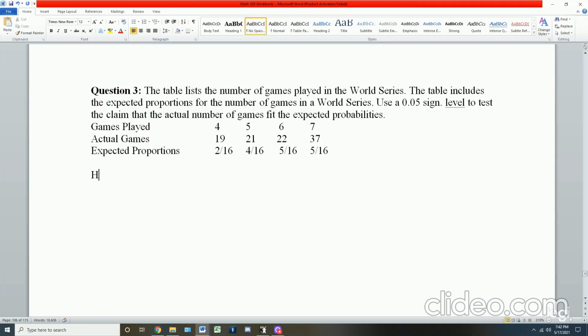So first thing, find our null hypothesis. The proportion of the number of games in the World Series is the same for each game. Alternative: at least one is different.